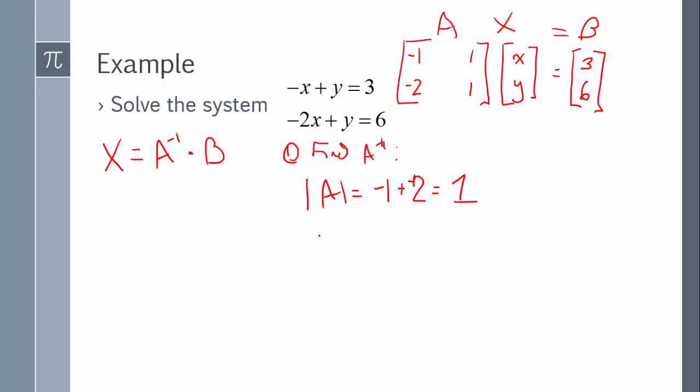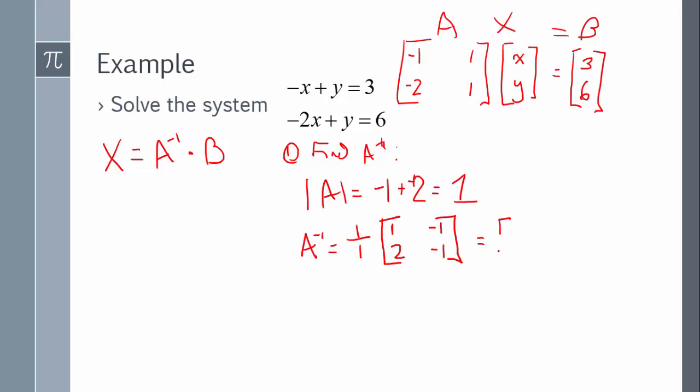The determinant is 1. So A inverse will equal 1 over 1. And then we've got to rearrange our entries. So again, to find the inverse, we flip-flop the left diagonal. So the 1 moves up top, the -1 moves down. And then the other two entries, we take opposite signs. So the 1 becomes a -1, and the -2 down at the bottom left becomes +2.